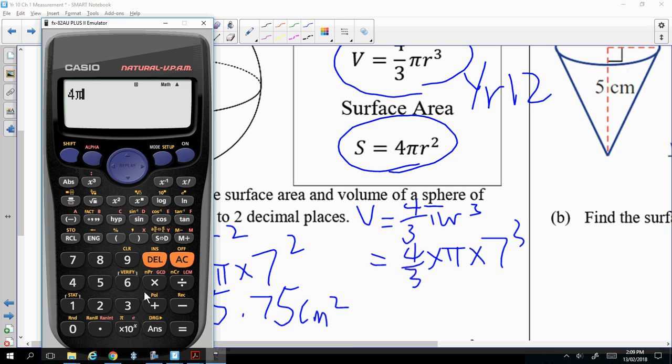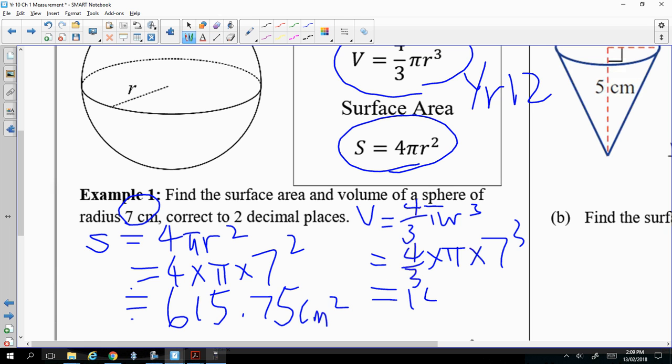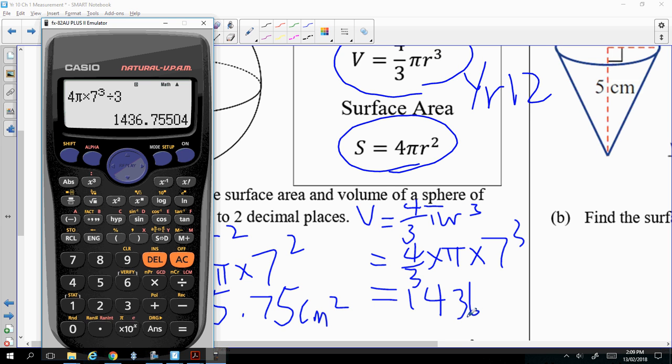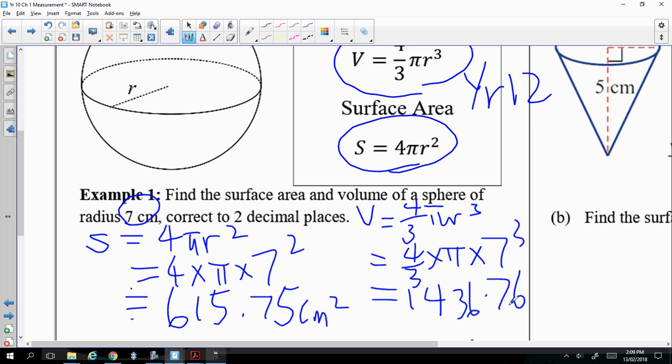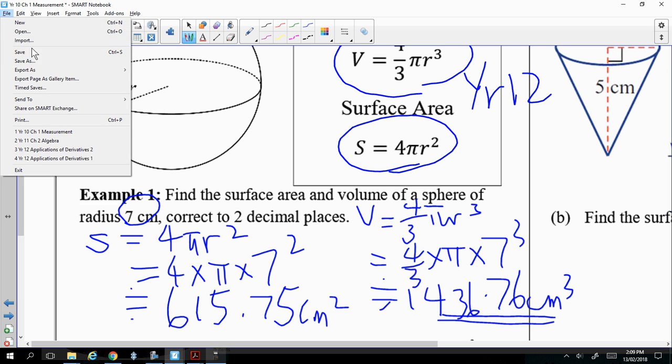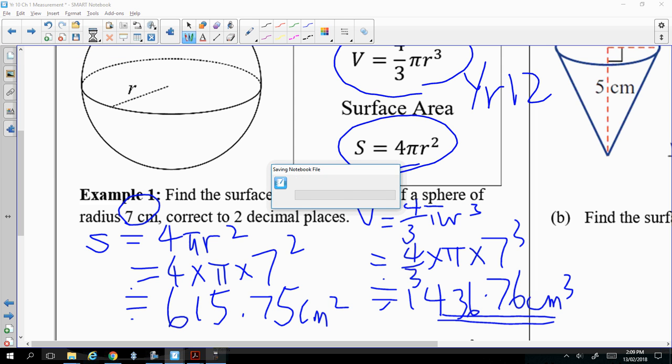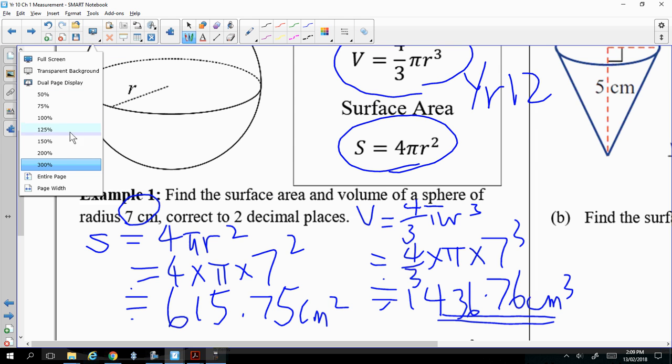7 cubed, like that. And you just divide by 3. So you get 1,436.76 rounded to 2 decimal places, cubic centimeters. Alright, done. It's very straightforward, this part. You just apply the formula.